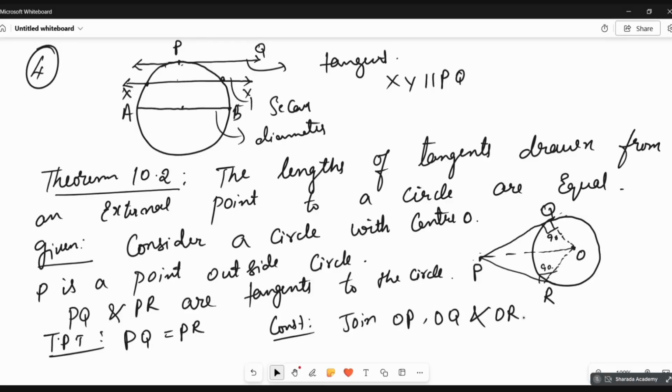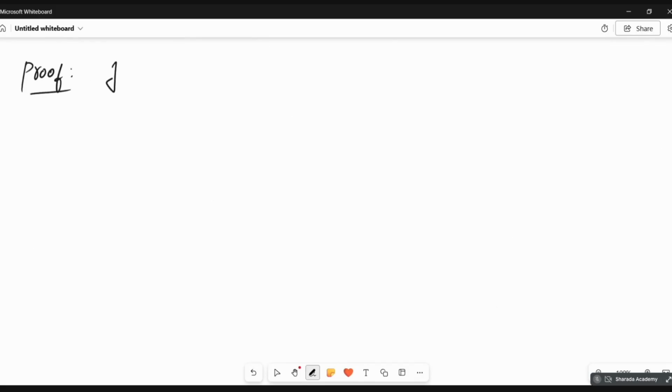So first what we have considered, we have considered one circle, with center O. From point P, which is outside the circle, PQ and PR are tangents to the circle. Now we have to prove PQ is equal to PR. Construction means we're just adding the extra lines, that is joining OQ, OR, OP. In triangle OPQ and triangle OPR.